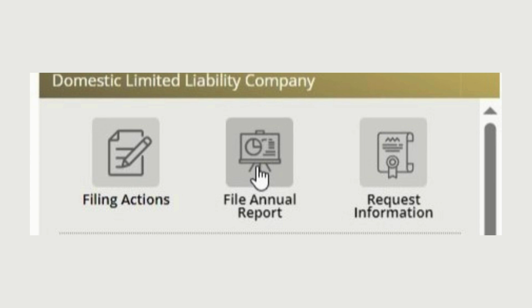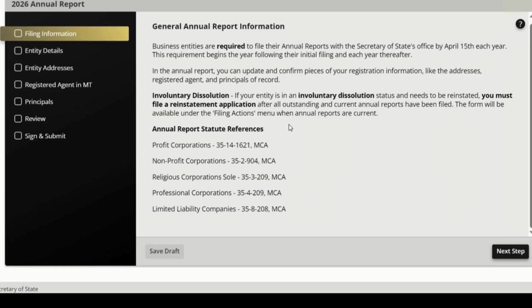We need just file annual reports. We click here, and you can see this already. We open our annual report for 2026. Firstly, you should follow all these steps. The first step is the filing information. This is the general information about your report, including the statute, reference, and so on. Just click next step.